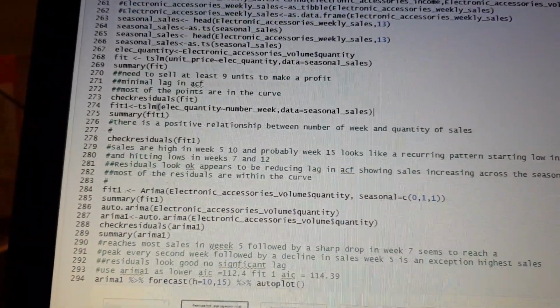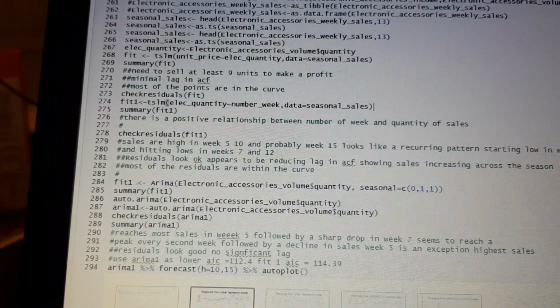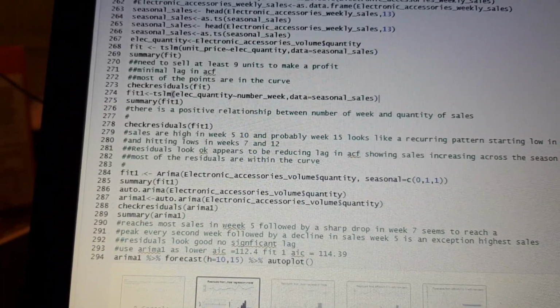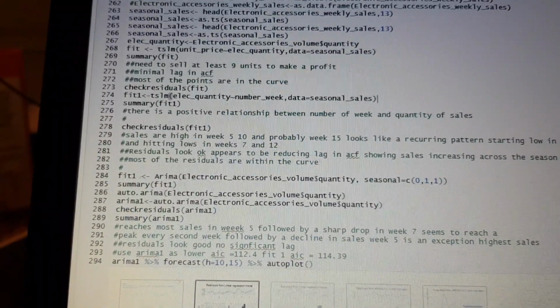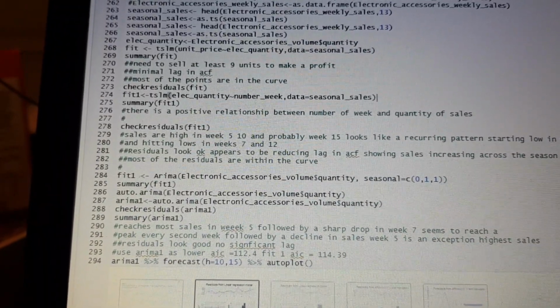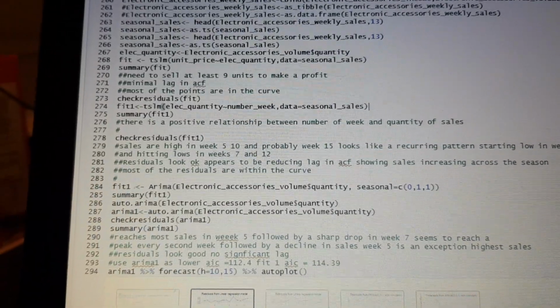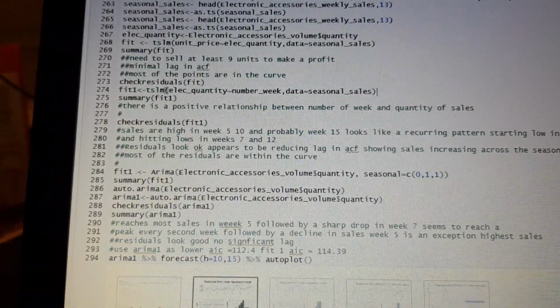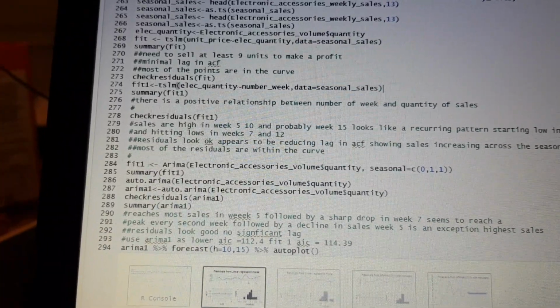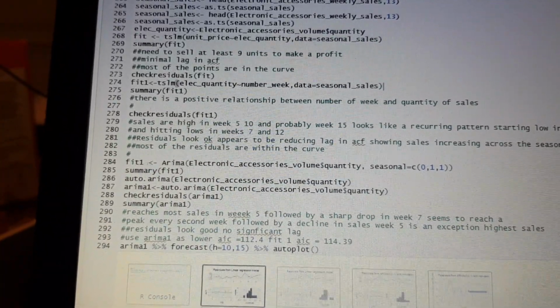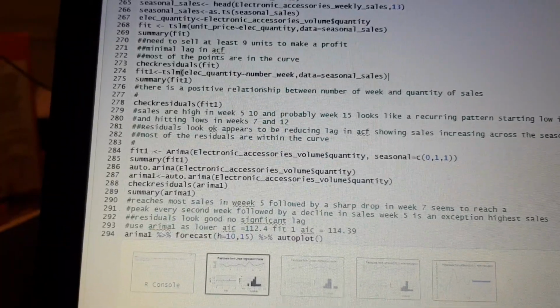There's minimal lag in the ACF. Most of the points are in the curve. And then check the residuals. The sales are high in weeks 5, 10 and probably week 15, looking like a recurring pattern, starting low in week 1 to 4 and hitting lows in week 7 and 12. Residuals look okay, appears to be reducing lag in ACF, showing sales increasing across the season. Most of the residuals are within the curve.